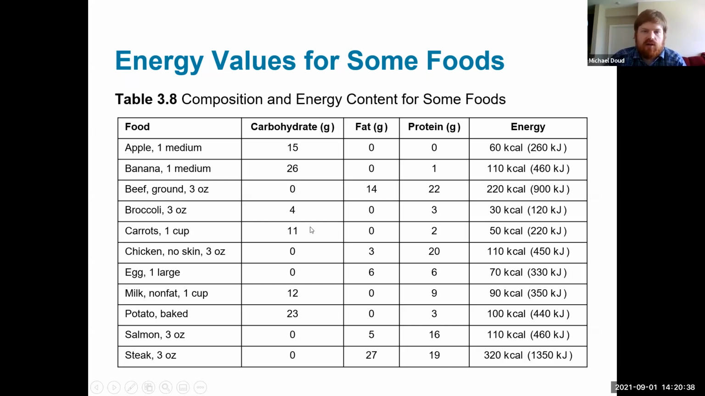Anything else that's interesting here? Beef as well. So beef has about 14 grams of fat and 22 grams of protein in a 3-ounce serving. And that adds up to about 220 kilocalories, when again, you take the fat times that conversion factor, plus the protein times that conversion factor.